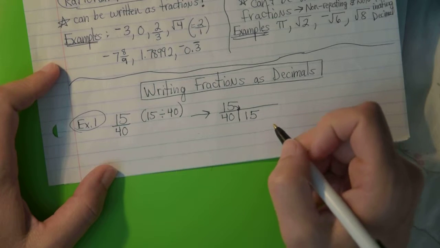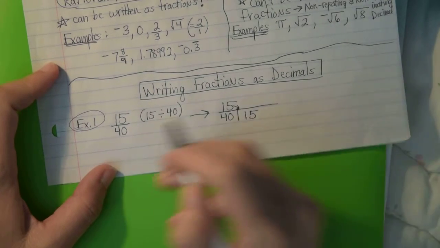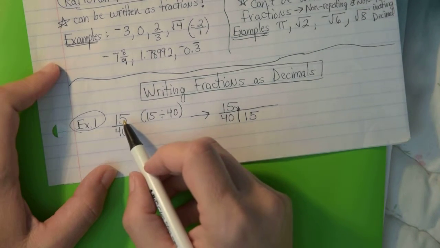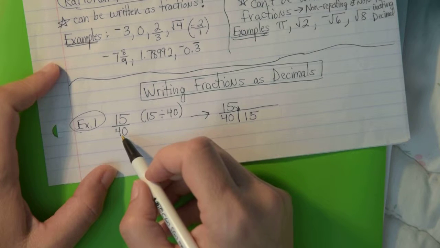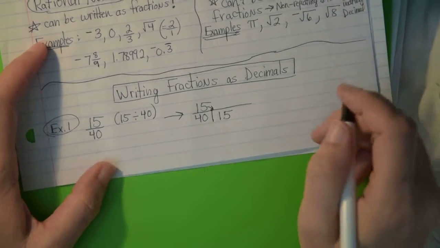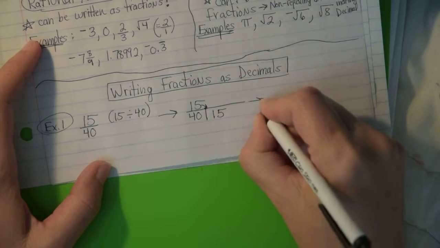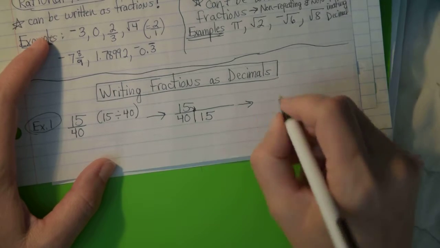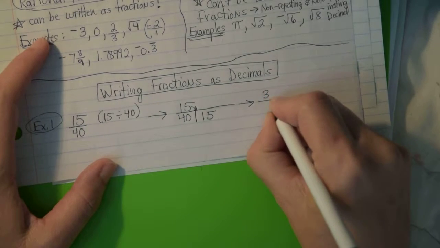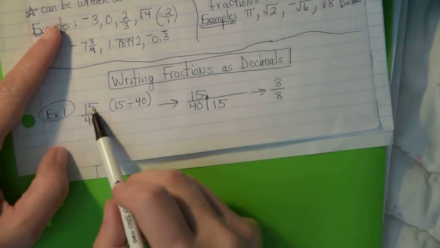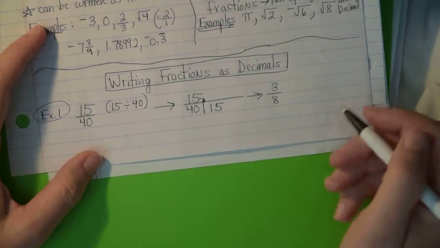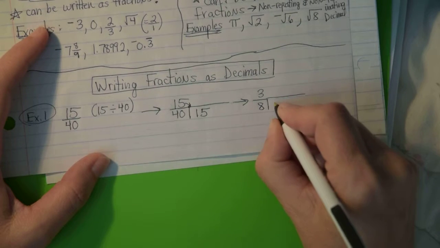The other thing you could do, and I think I'm going to do it here, is first of all reduce your fraction. So 15/40, I can divide the top by 5 and the bottom by 5. So let's go ahead and do that. If I reduce this fraction, it's going to reduce to 3/8. Because 15 divided by 5 is 3 and 40 divided by 5 is 8. Now I'm dealing with smaller numbers, so let's go ahead and make the box.